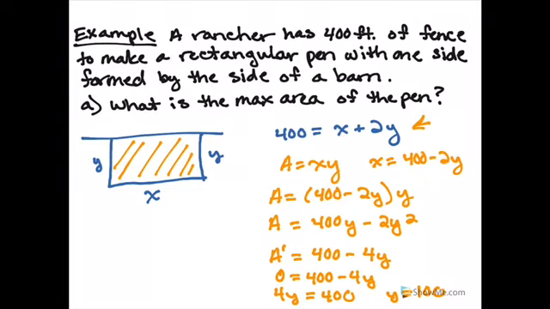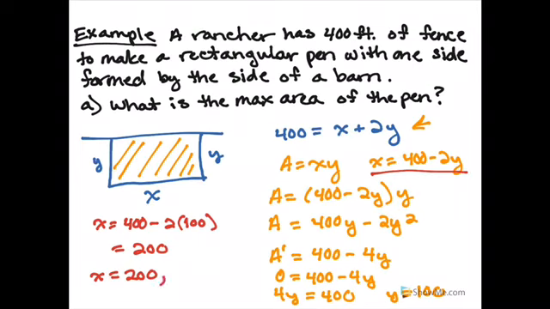So to find x, we need to go back to this equation here. X equals 400 minus 2 times y, which is 100. So x equals 200, y equals 100. We'll maximize the area of this pen, given the constraint that I only have 400 feet of fence to work with.